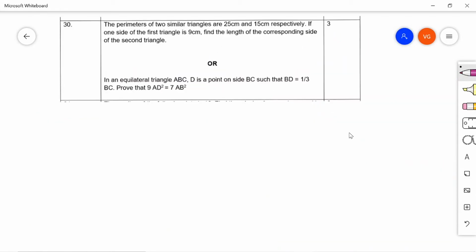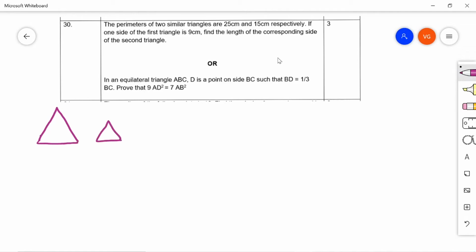Coming to question number 30. You are provided with the internal choice here. Both are based on triangles. Question is like this. The perimeters of two similar triangles are 25 centimeter and 15 centimeter respectively. If one side of the first triangle is 9 centimeter, find the length of the corresponding side of the second triangle. So first of all, you should be clear with the concept of similarity of two figures.